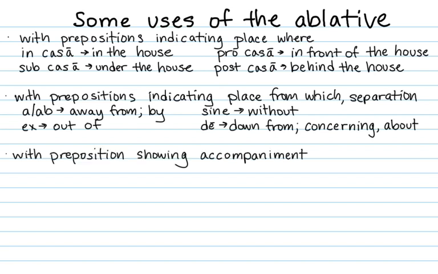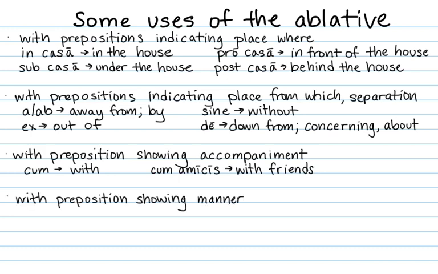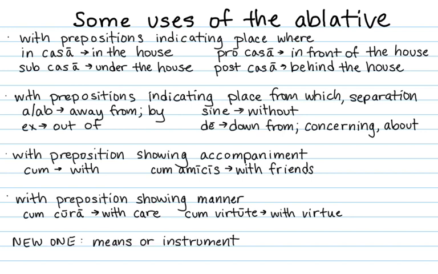We've also seen the ablative with a preposition showing accompaniment. This is the preposition cum, meaning with. So cum amicis means with friends. And then we've also seen the ablative with a preposition indicating manner, like cum cura means with care, or cum virtute means with virtue. The new one that we're going to learn today is the ablative of means or instrument, and it does not take a preposition.